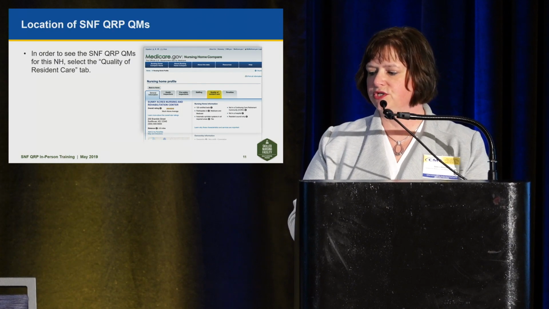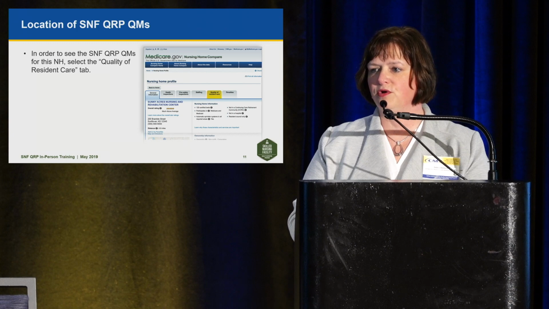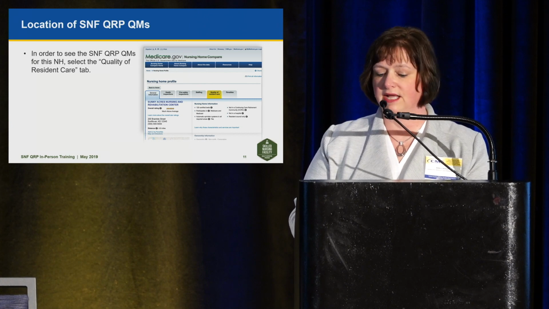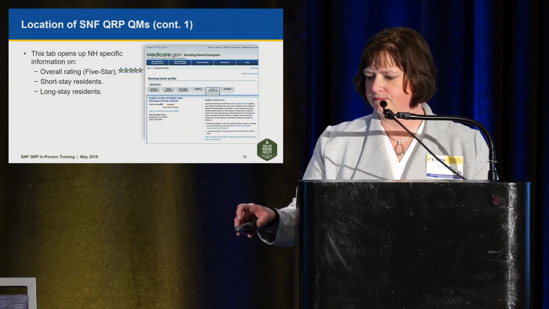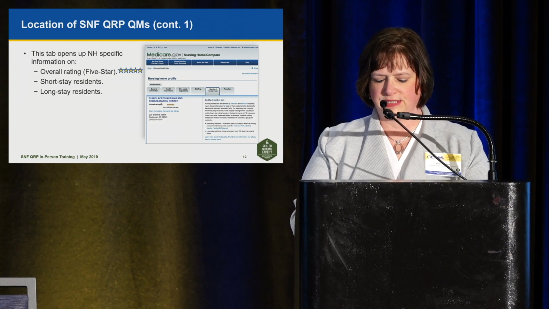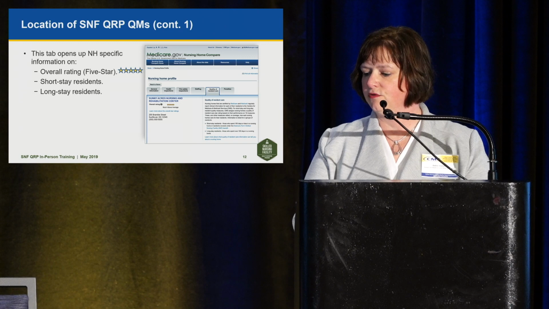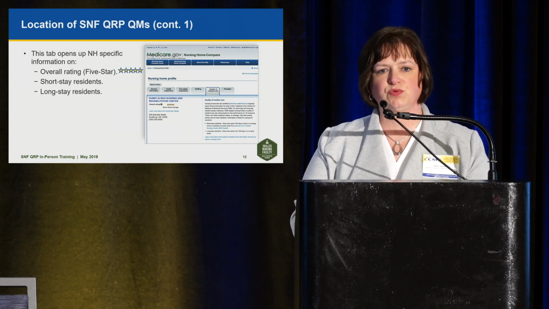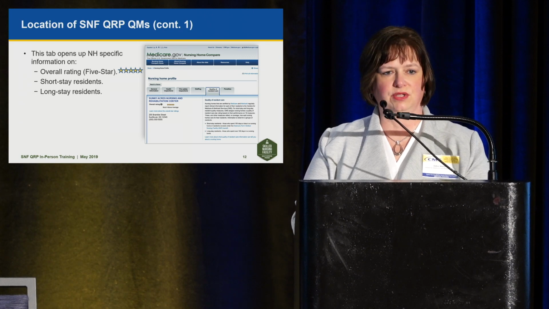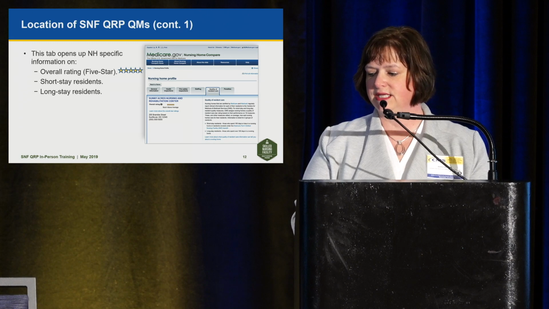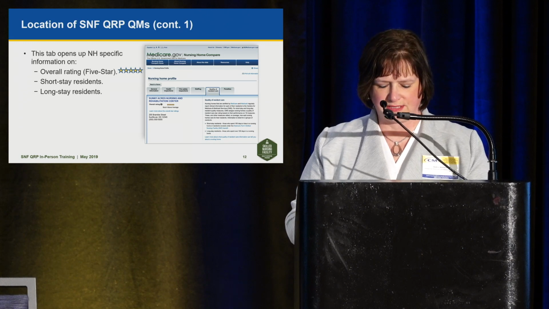As I mentioned, in order to locate the SNF Quality Reporting Program quality measure data, you're going to want to select the Quality of Resident Care tab. And when this tab opens, you'll notice that there is the overall rating for the particular facility. So you'll notice the star rating is listed, as well as the words which indicate, or translate, those stars. And for this particular facility, this facility is much above average in their performance.